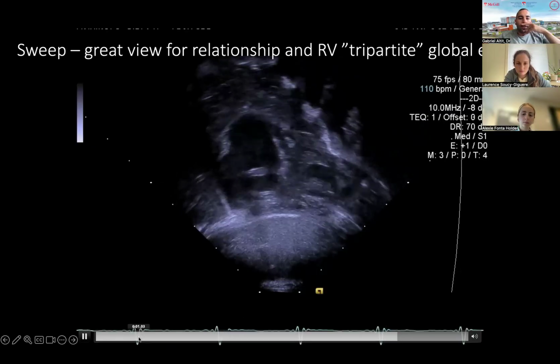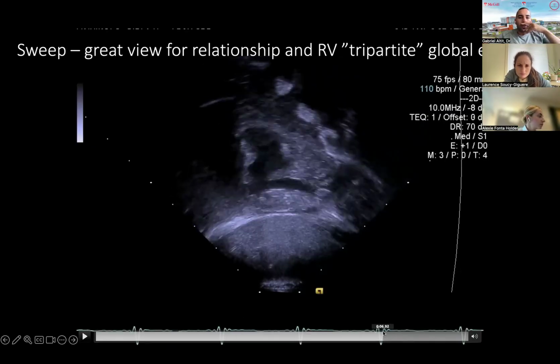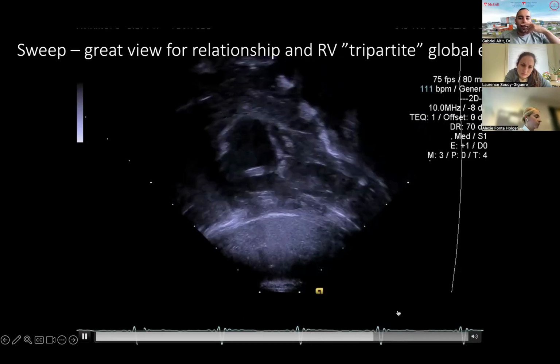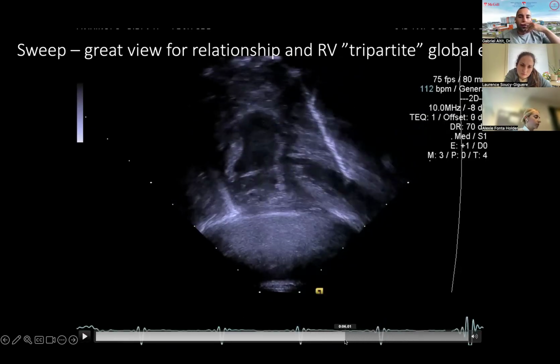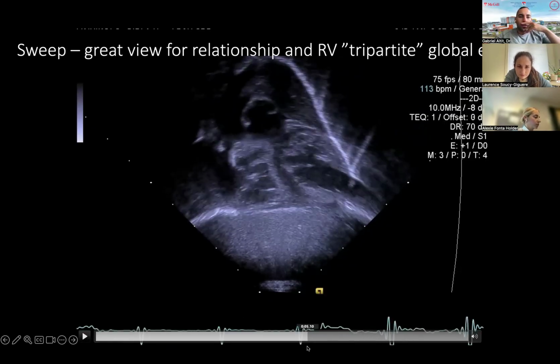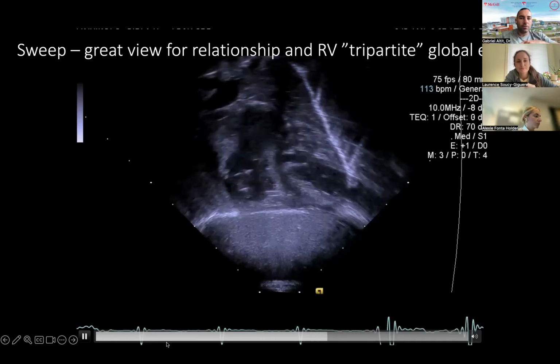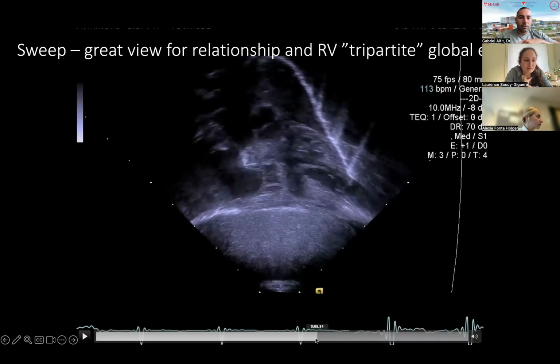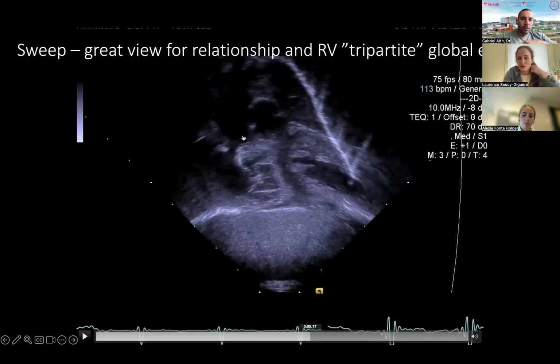I don't know if you noticed the RVOT. This is the RVOT. We can see it here. Here, you see the valve on top? Laurence, do you see it? Sorry, I was muted. Yes, I can see it.